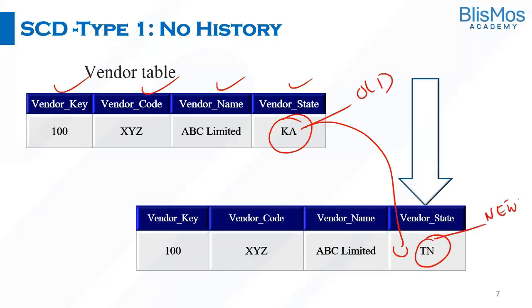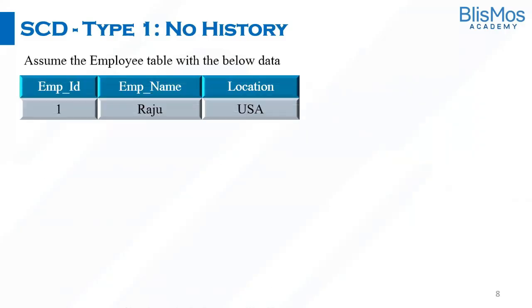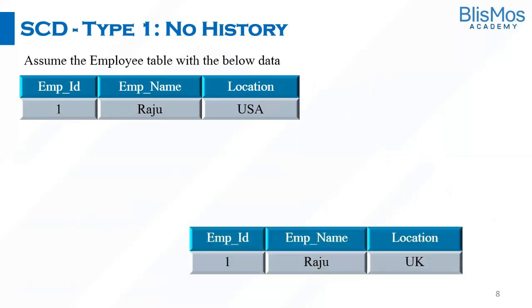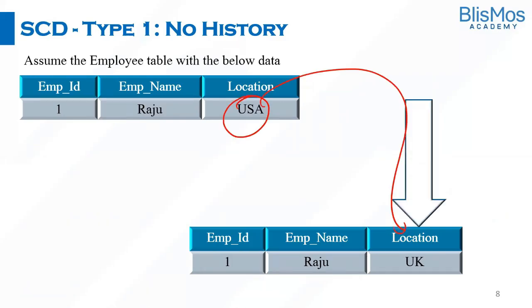Let us take another example here. Assuming that our employee Raju has joined in a US location. He really didn't like the US, so he shifted to the UK. How are we tackling this change? By replacing USA with UK, that is United Kingdom. That is how we are tackling the changes. But while we are tackling the changes, we are not maintaining the history.